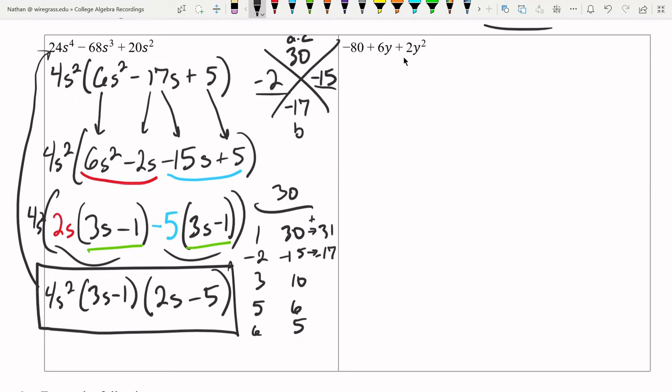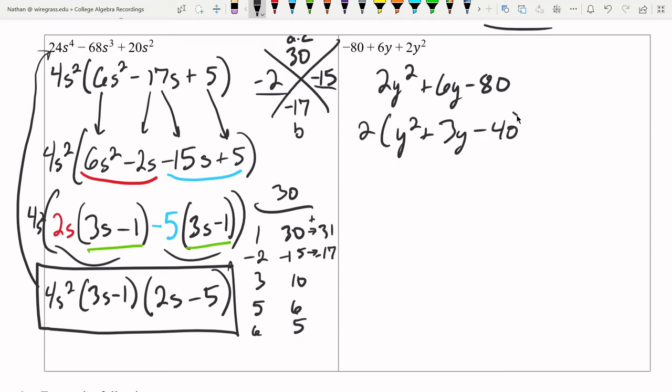Okay, the next one, I'm going to rewrite this in standard form. We want to have standard form here for the AC method, and then I can take out a greatest common factor of 2. Okay, this is the trinomial. Let's go ahead and do it. A is 1 here, right? 1's in front of that one. B is 3, and C is negative 40.